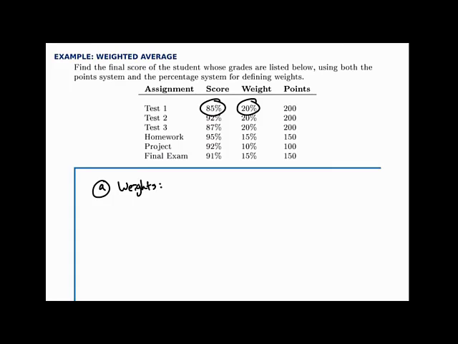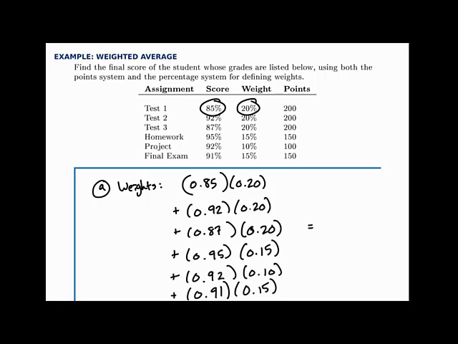So all we have to do is take 85% times 20% plus 92% times 20% plus 87% and so on. So if we multiply all those and add them all together, the answer we get at the end is about 0.899, which works out to 89.9%. So on a standard 10-point scale, this student will be very close to an A, just under 90%.